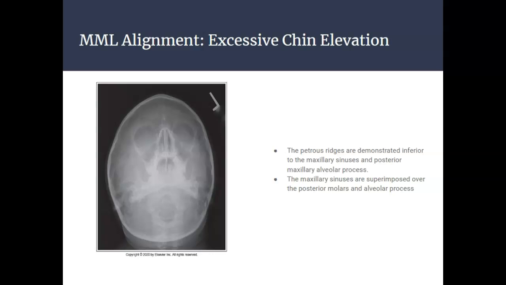Also, when looking at this image, the maxillary sinuses are superimposed over the posterior molars, as you can see, and the alveolar processes. You can also see almost the foramen magnum. I mean, you can see that we have a hyperextension of the chin and neck. So we need to bring this down so that the MML is perpendicular with the IR.